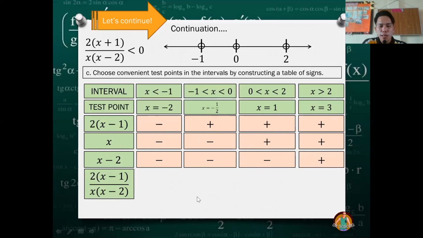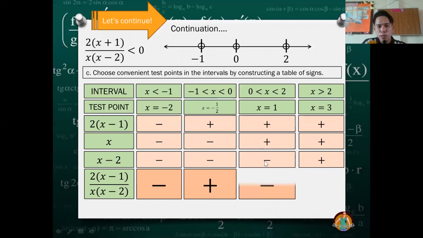Okay? So, i-combine na lang natin. So 1, negative divided by positive, kasi negative times negative is positive, so 1 times negative will give us negative. Positive divided by positive will give us positive. Positive divided by negative will give us negative. And positive divided by positive will give us positive. So that's it. Meron tayong table of signs.